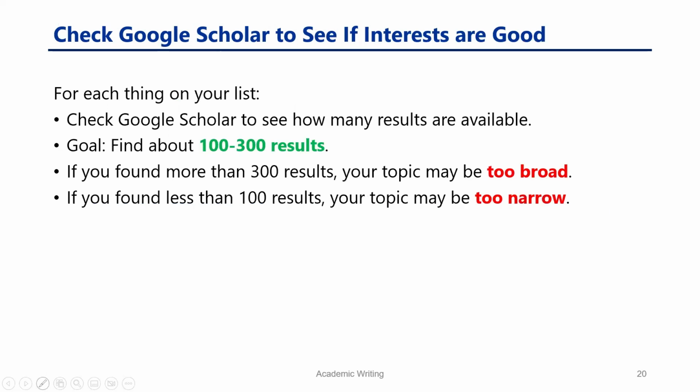Next, check Google Scholar to see if the interests are good. For each thing on your list, type that thing into Google Scholar and see how many results are available. Your goal is to find about 100 to 300 results. That's a reasonable number of articles that you can look at. If you found more than 300, then your topic may be too broad and you'll need to narrow it. And if you found less than 100 results, your topic may be too narrow and you need to find a broader one.